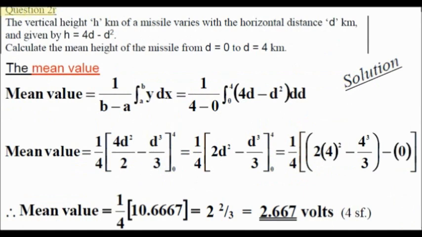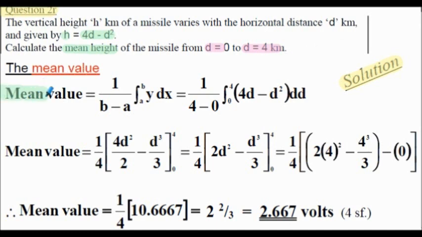Question 2r, here's the solution. In this question we have to calculate the mean height for a missile, and we're given an expression between the vertical height h and the horizontal distance lowercase d here. We have to integrate between d equal to 0 and d equal to 4 kilometers.